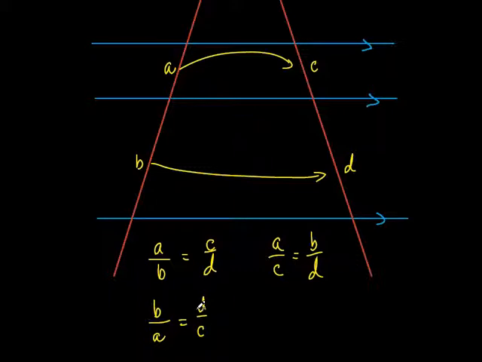How do I know if those comparisons are the same? I could always cross multiply. What's this going to be if I cross multiply? AD equals BC. What's this going to be? AD equals BC. Same thing, isn't it? So if they all cross multiply to be the same thing, that must mean they're in proportion. They have the same proportion.